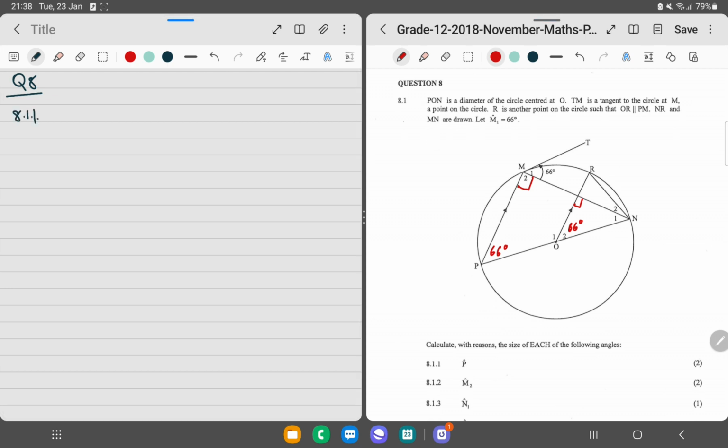8.1.1. The size of P. Well, M1 is equal to P, which is equal to 66 degrees, and that's because of the tan chord theorem. 8.1.2. M2 is equal to 90 degrees, angle in a semicircle.